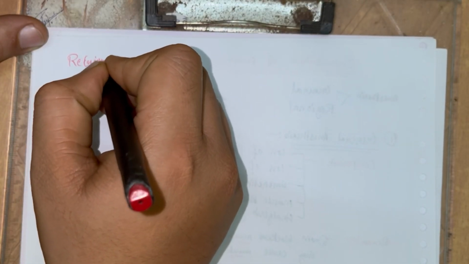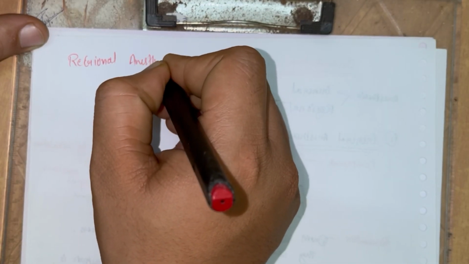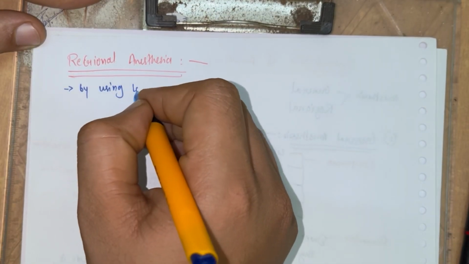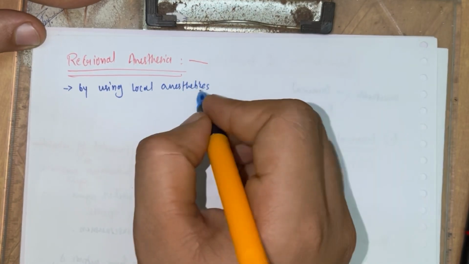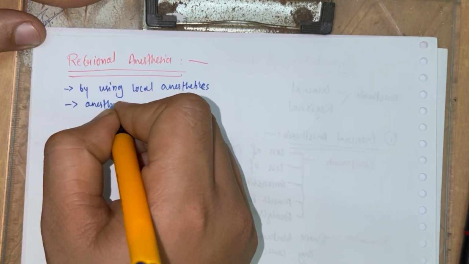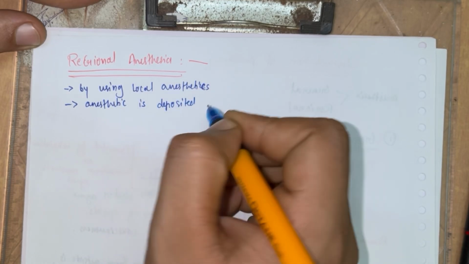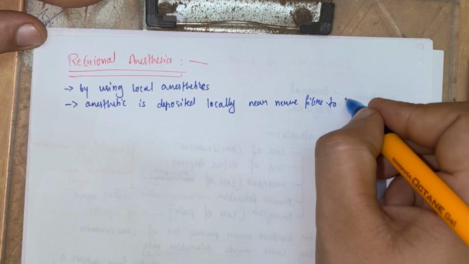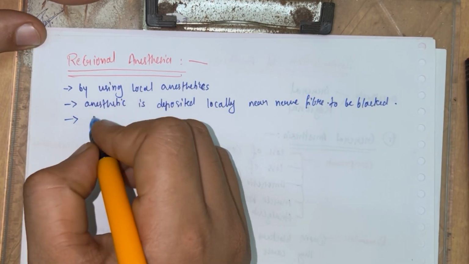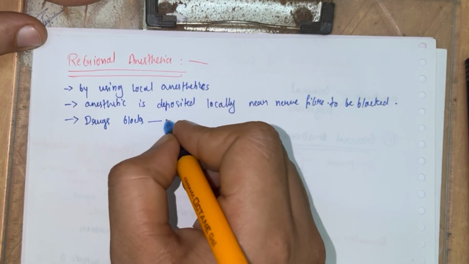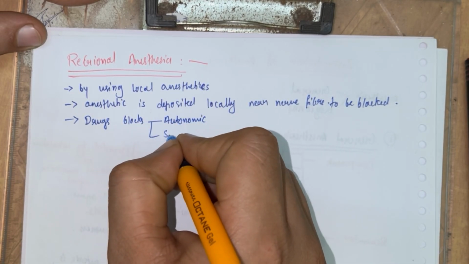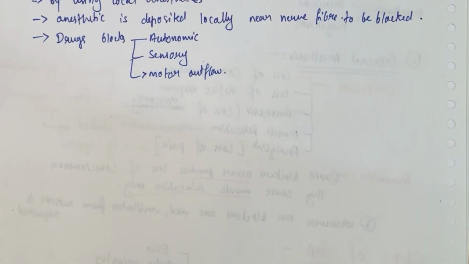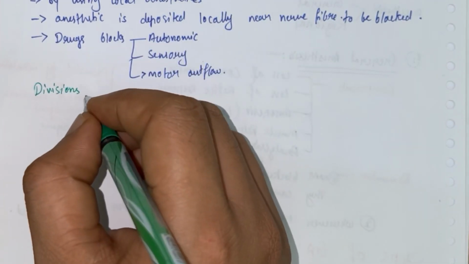Now let's talk about regional anesthesia. Regional anesthesia is anesthesia in which the effect is provided by local anesthetic agents. The local anesthetic agent is deposited locally near the nerve fiber to be blocked. It is to be remembered by heart, friends, that the local anesthetic agents are deposited locally near the nerve fiber to be blocked. And what effect does regional anesthesia cause? This drug blocks all three: autonomic, sensory and motor nerve outflow.